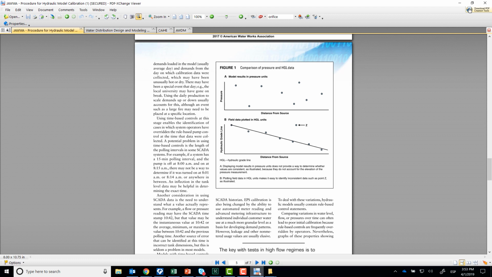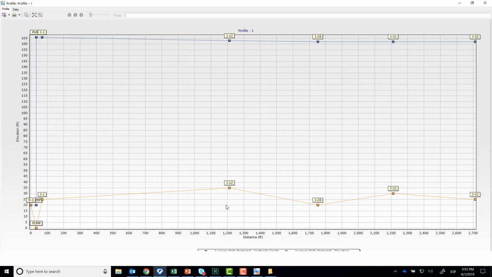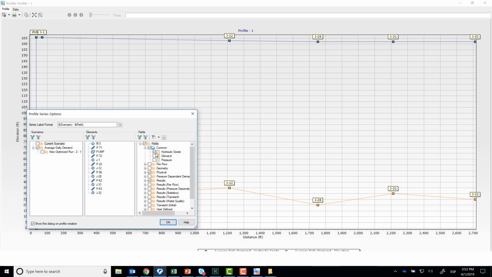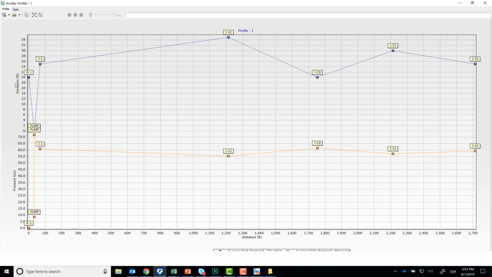Let me show you that back in my graph. Let's see, profile series options. Instead of hydraulic grade, I'm going to show you pressure. So now look at my pressure. 0, 10, 70. It goes up and down, right? So you couldn't really tell what's going on between J1 and J28. So pressure, because it's missing that elevation component by itself, is very meaningless.